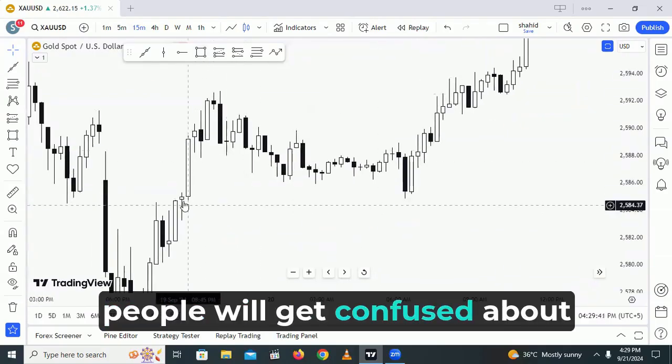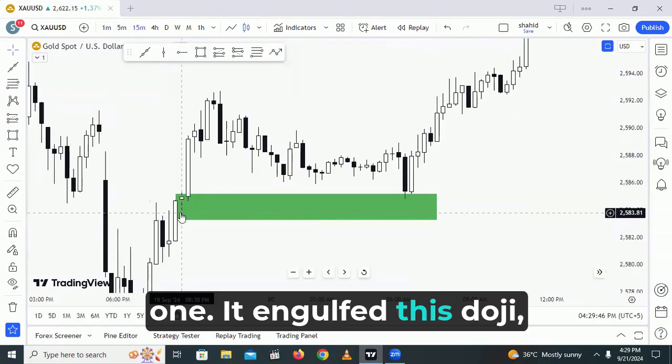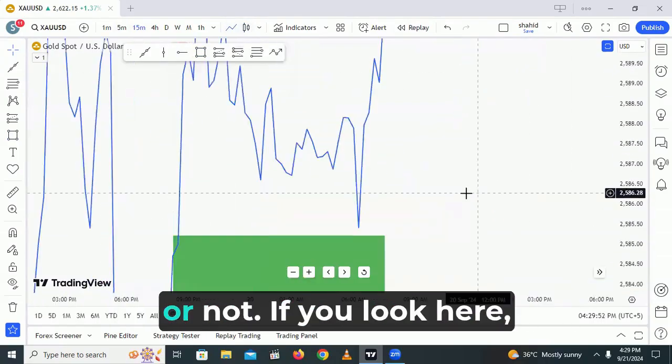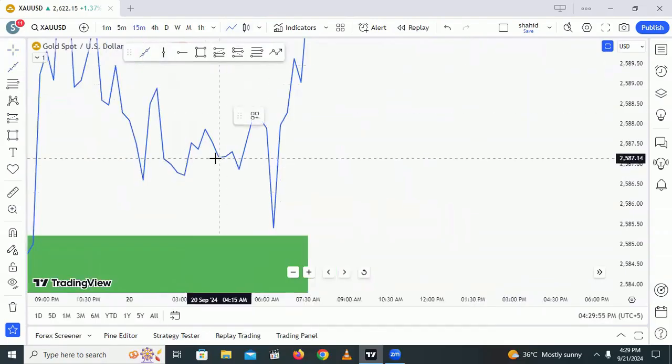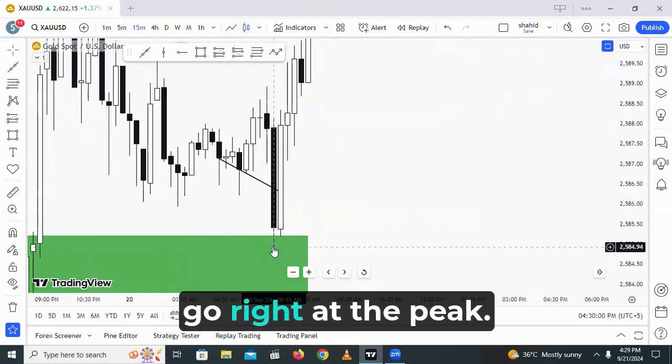people will get confused about which engulfing it is. The engulfing we have is this one. It engulfed this doji. So first we look at it on 15 minutes to see if we have a trend line or not. If you look here, we have this trend line, but it's not acceptable here. We need the trend line to go right at the peak.